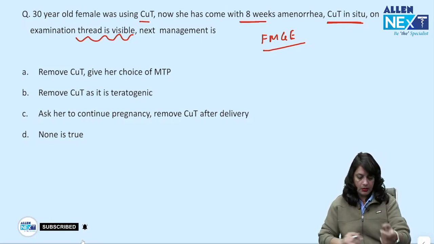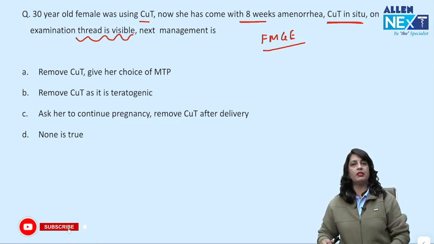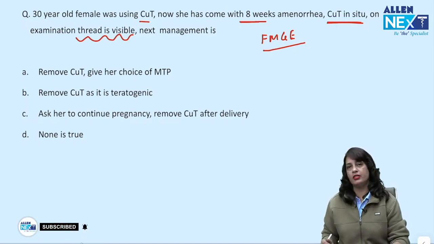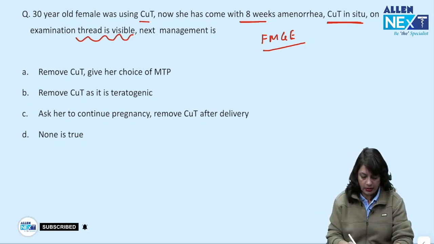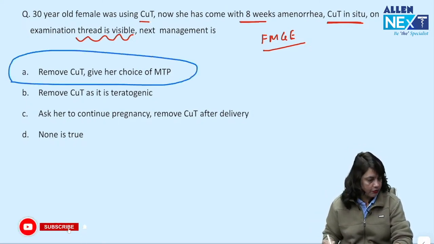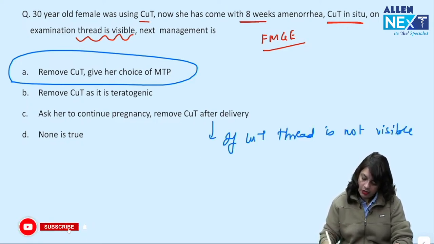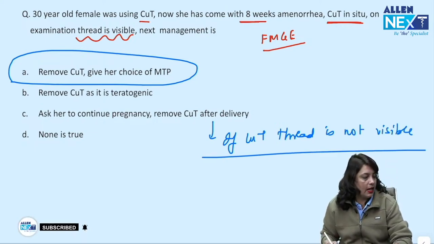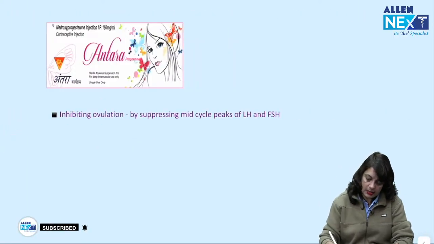What's your answer? Patient has come up with amenorrhea 8 weeks and she was using copper T and she has conceived. But on doing the per speculum examination, copper T thread is visible. So, what's your management in this case? So, management is remove copper T and give her a choice of MTP. If the copper T thread is not visible, then your answer is continue pregnancy and remove copper T after delivery. Okay. Next, this is Antra.